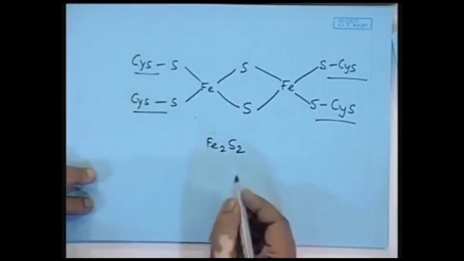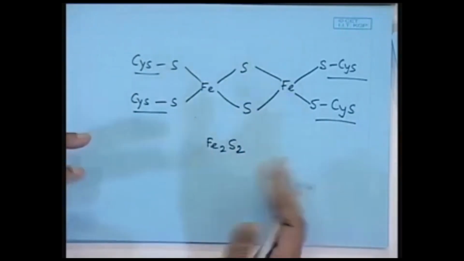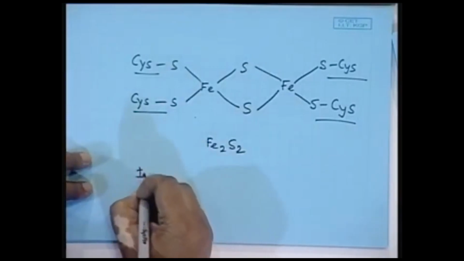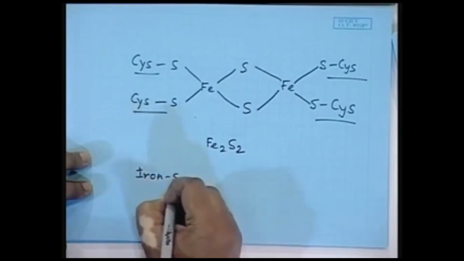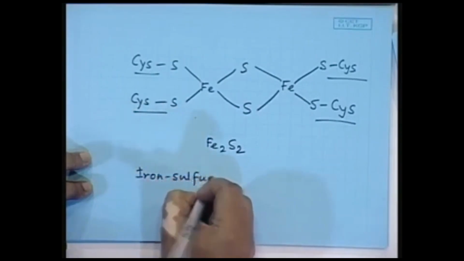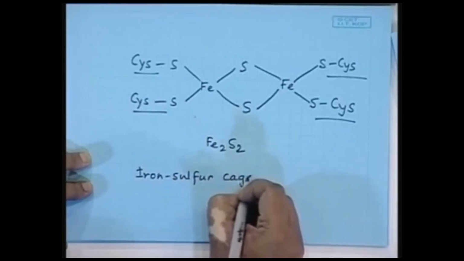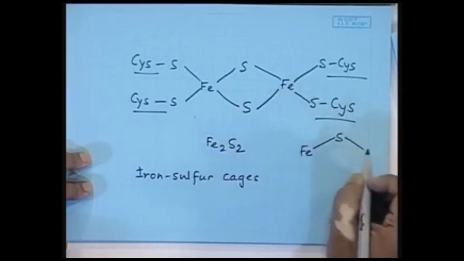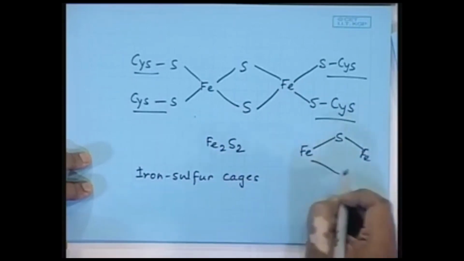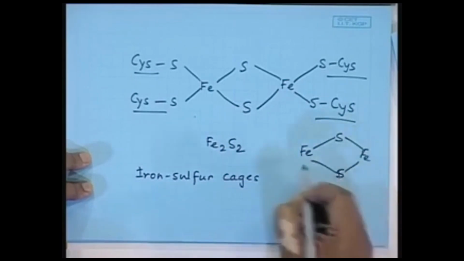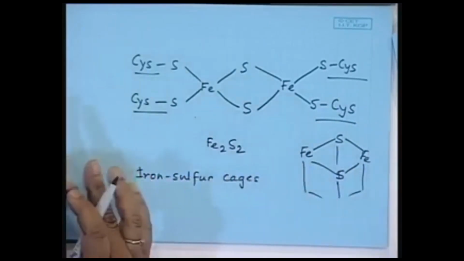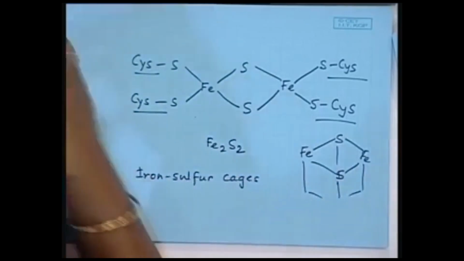You can also have Fe4S4, or you can also have what are called iron sulfur cages, which literally look like cages. So, you would have a cube like that, where you would have all these connected together, and then you would have something like that. So, they actually look like cages. So, you can have these iron sulfur cages.